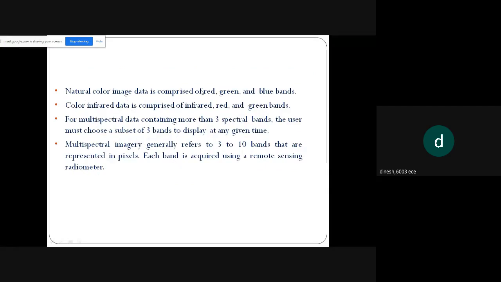Always the natural color image data is comprised of red, green, and blue. The color infrared data is comprised of infrared, red and green bands. For multispectral data containing more than 3 spectral bands, the user must choose a subset of 3 bands to display at any given time. The multispectral imagery generally refers to 3 to 10 bands that are representing pixels, where each band is acquired using a remote sensing radiometer.